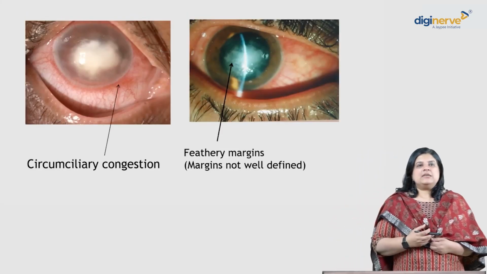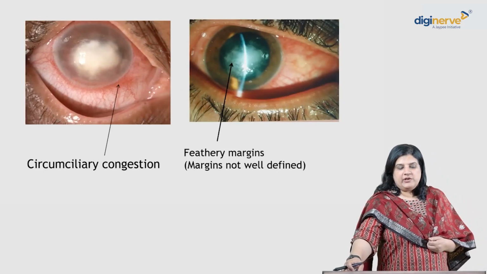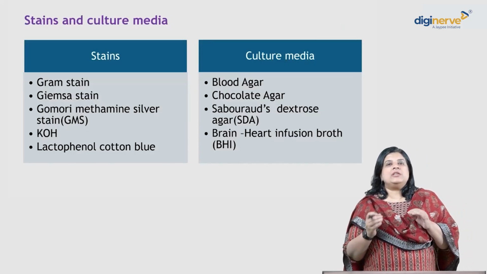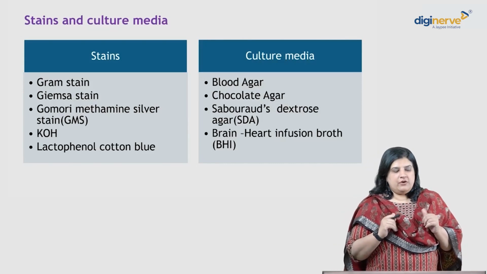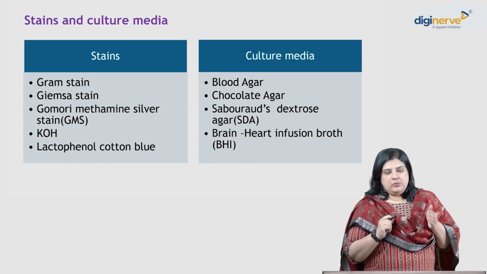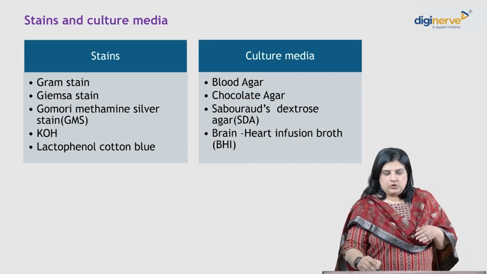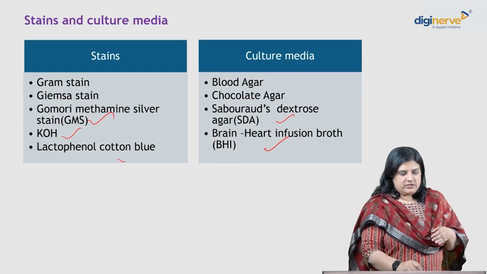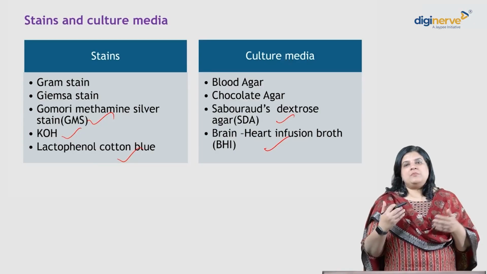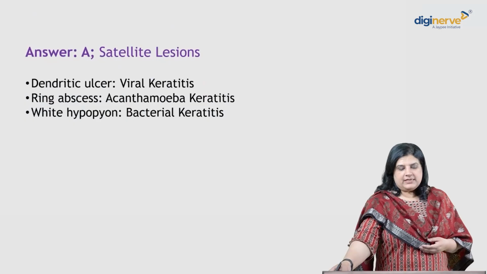There is significant circumciliary congestion. There are feathery margins to the ulcer. That means the margins are not really well defined. And there are several stains and culture media which can help you clinch the diagnosis of fungal keratitis. Prominent being KOH, lactophenol cotton blue, and in culture media, Sabouraud's dextrose agar and brain heart infusion broth. So these are very characteristic for fungal keratitis. So remember these. The question can come in any form. You can be asked about stains for fungal keratitis or culture media specific for fungal keratitis.